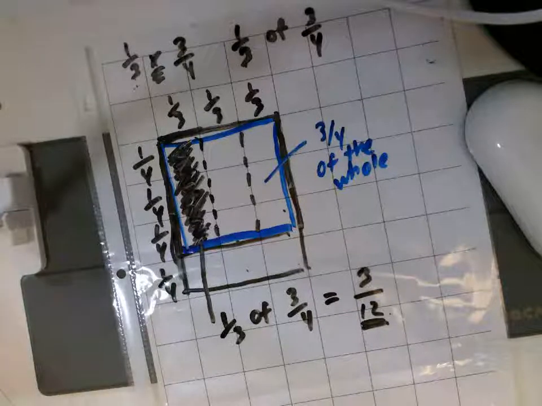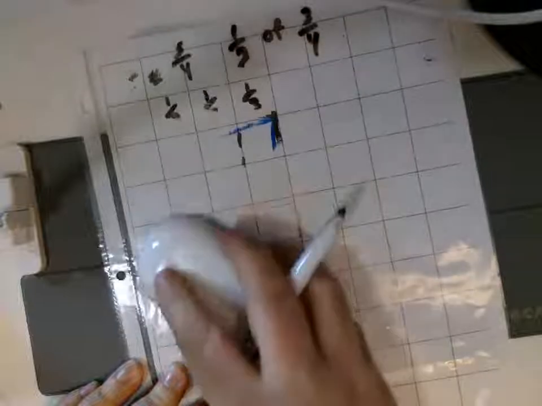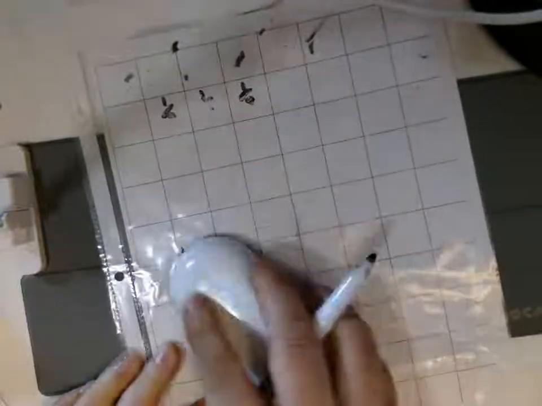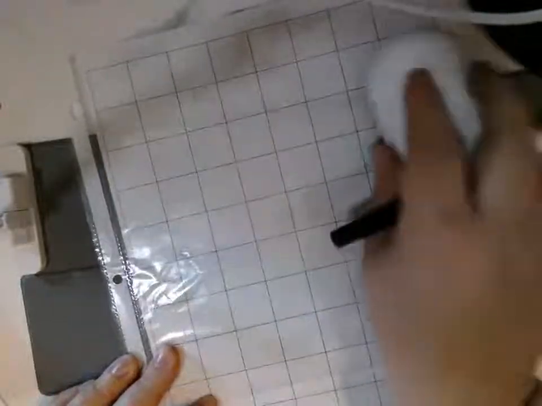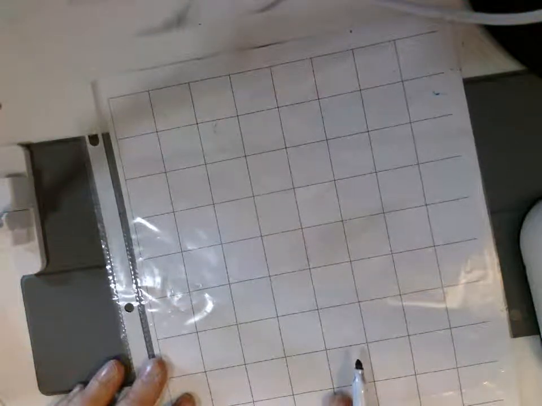I think we're going to do another one for practice. Don't forget, you can pause your video if you need it. Make sure you get that all in your math notebook. Get yourself another piece of that grid paper and paste it into the next page of your math notebook. Okay, so let's try another one.